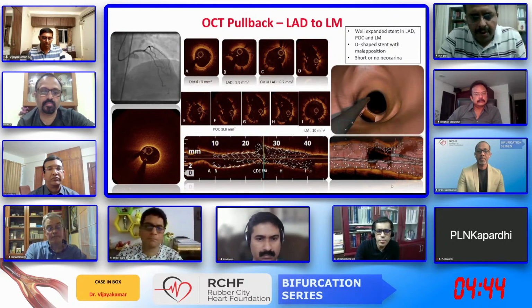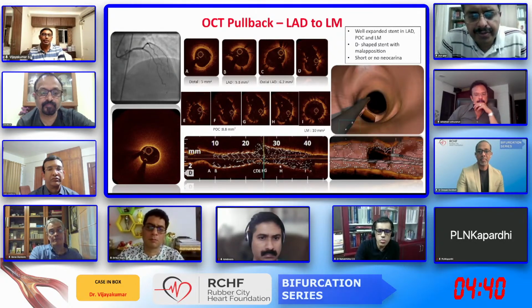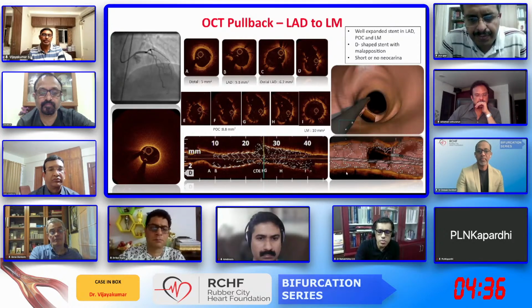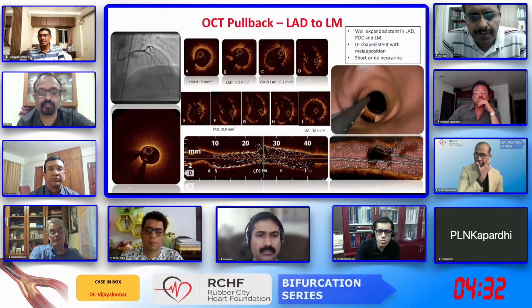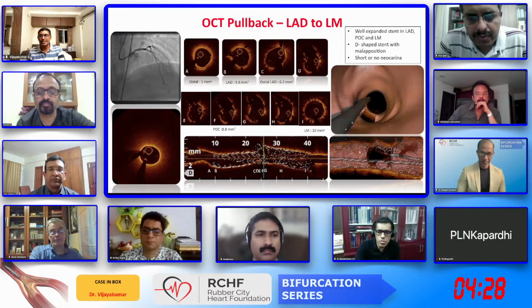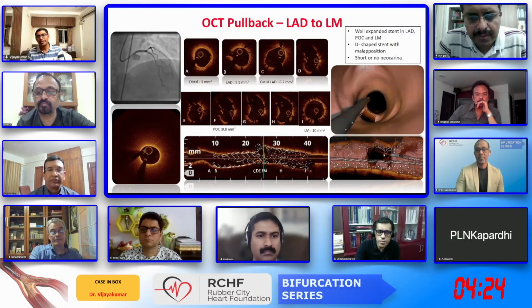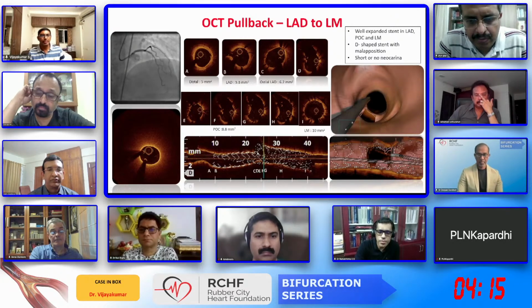So how much is the double barrel in the LM actually with the Culotte? You can see that it is extending up to this point, maybe about 5, 6 millimeters here. Here you can even see the 2 layers of struts, and there are nicely distributed stent struts, and hardly any crossing. And the other thing you're worried about is abluminal crossing. You can just see that the struts are here, so that is not the case.